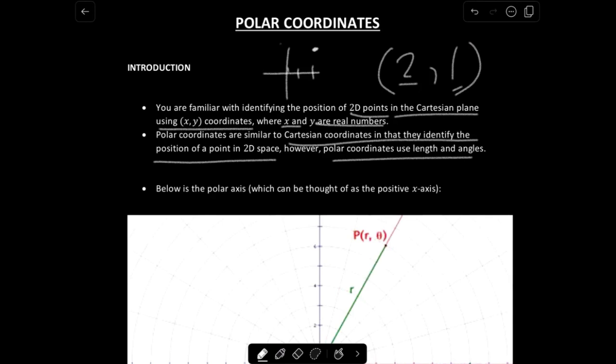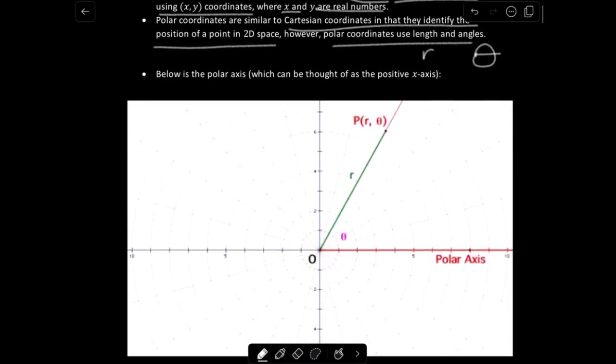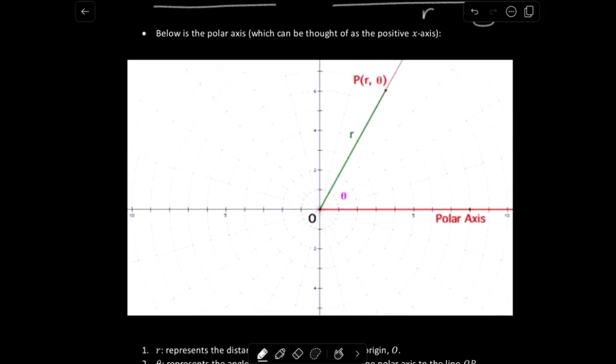Just so you know, the length is called r. So r is associated with the point that we plot, and that's the length. And theta is going to be associated with the point we plot, and that is going to be the angle. So let's take a look at the polar coordinate system.